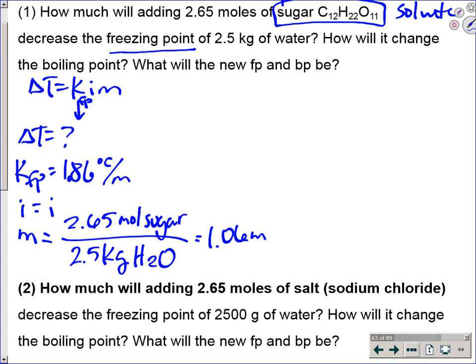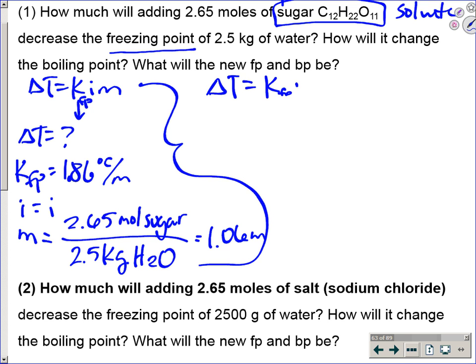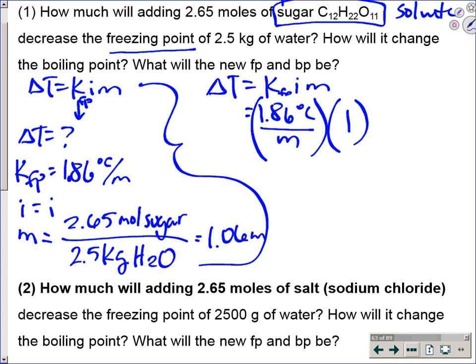Okay, we know we're looking for delta T for the freezing point difference. We're looking at each of these values provided to us. All of this is going to get plugged in together. Delta T is equal to K_fp i m. K is 1.86 degrees C per molal. i is 1 for the covalent sugar molecule because it's not going to dissociate, and m is 1.06 molal.